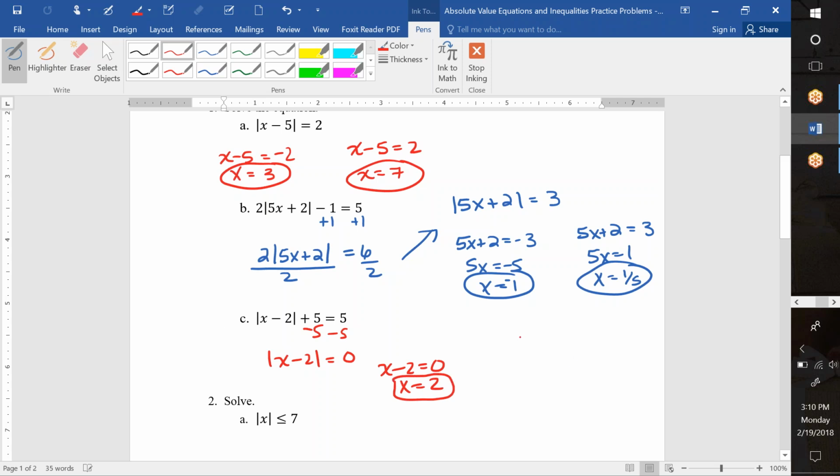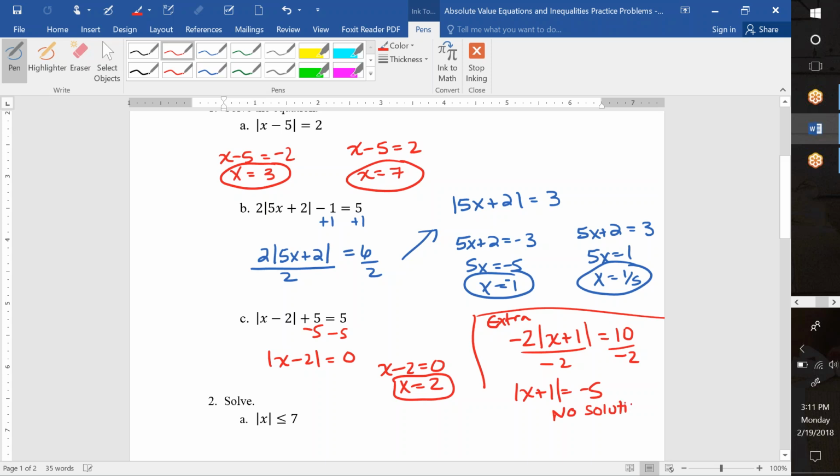Let's put one else up here maybe really quick. Let's do -2 absolute value of x plus 1 equals 10. You'd have to divide by the -2 first. So this is just an extra. And we would get absolute value of x plus 1 equals -5. And remember, an absolute value cannot equal a negative, so this would be no solution. So that's pretty much all of the scenarios we would see for the equations.